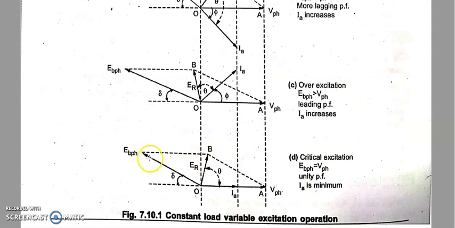Next case, you can see critical excitation, where EB phase is approximately equal to V phase. Critical excitation in the sense that the power factor angle phi should be equal to 0. That is nothing but IA should overlap on V phase. That is only true when phi is equal to 0, that is cos 0 is equal to 1. So you can see IA is overlapping on V phase.